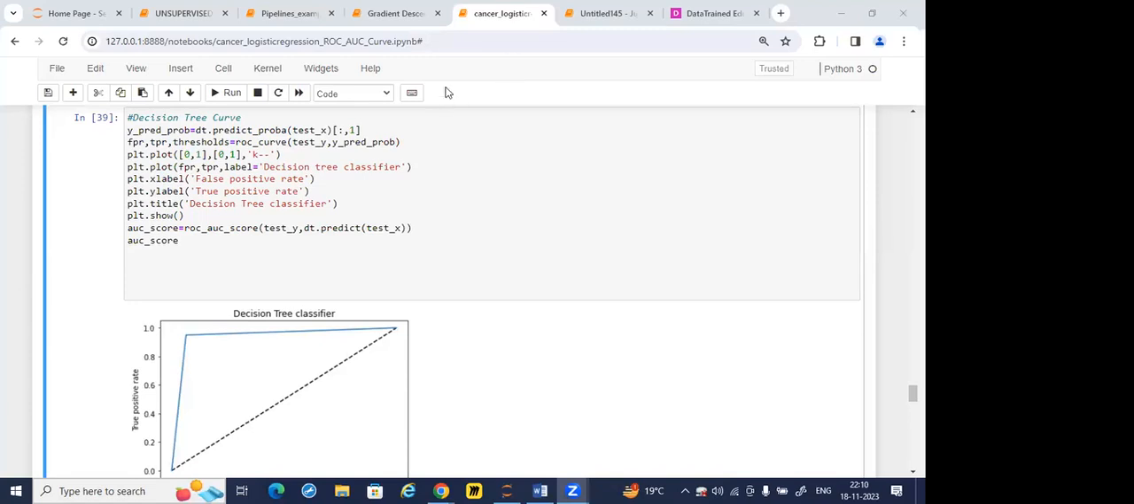Yeah, shall I proceed now? Okay, so this one is AUC, ROC curves.